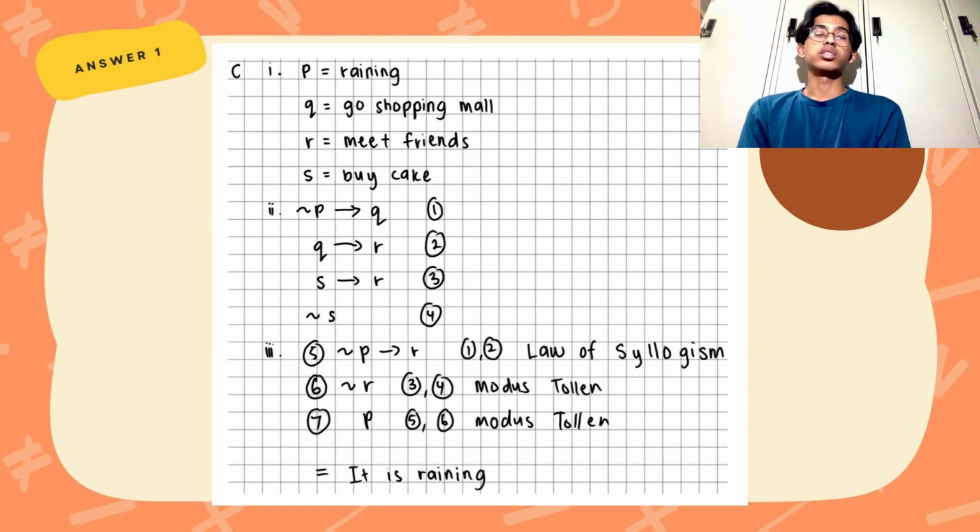Then the second question is to write the premises of the argument using the symbols. The first premise is negation P implies Q. The second premise is Q implies R, the third one is S implies R, and the last one is negation S.